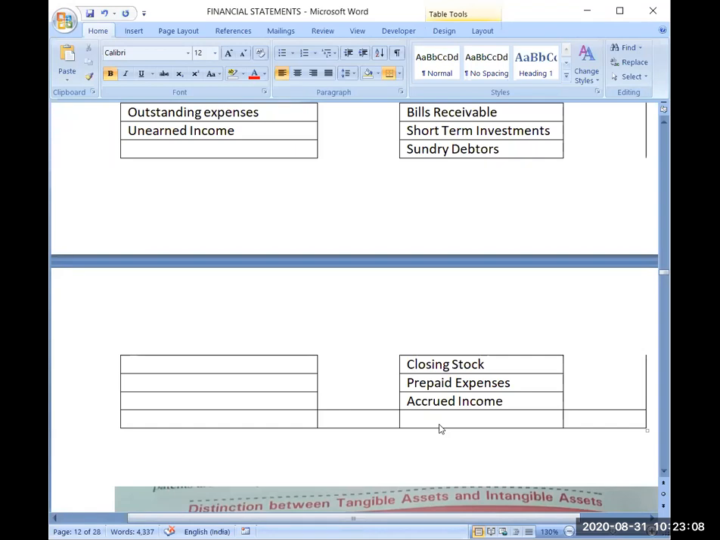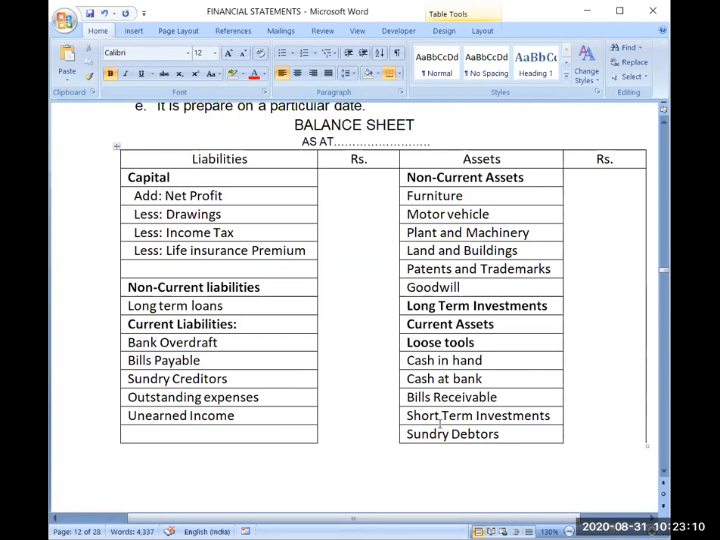Now I have explained each and every term on the asset side and liability side. If you are not clear about any term, you can ask. At least respond something. If you are clear about these terms category-wise, then you will not get confused.